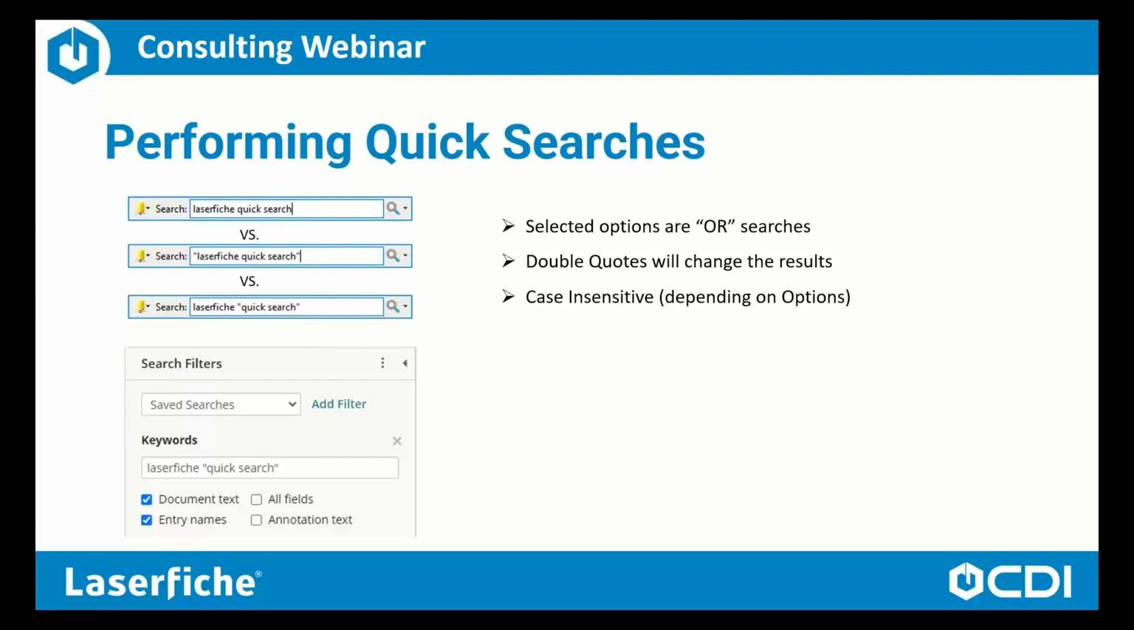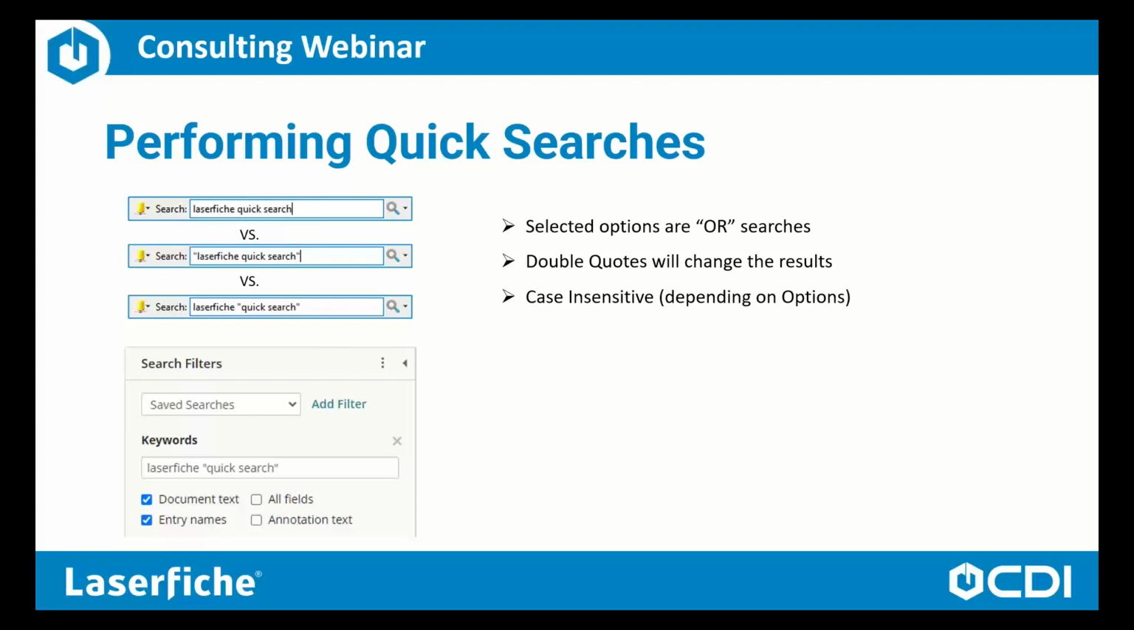When we are performing quick searches within Laserfiche, our selected search options are going to be OR searches. For example, if I select both text and names in our search options, it will search for entries matching either that entry name or the text of that entry.